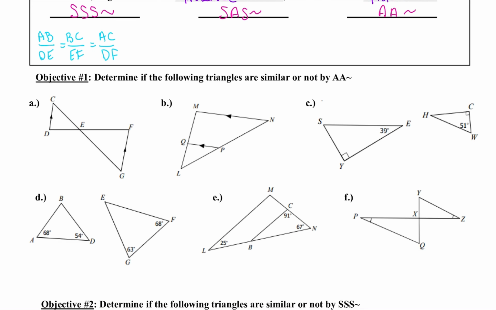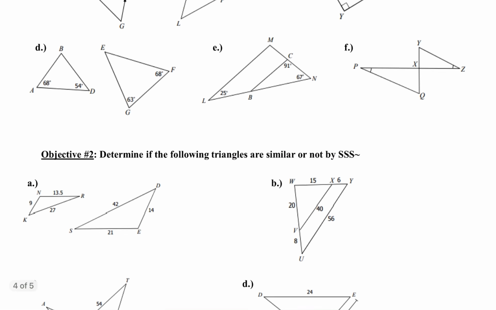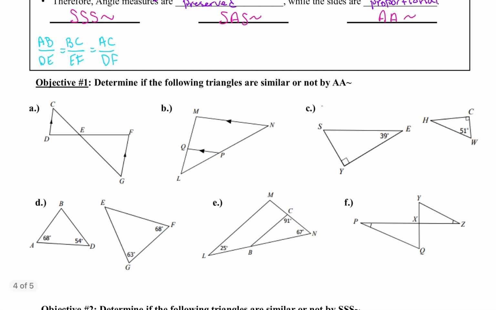All right, determine if the following triangles are similar or not by angle, angle. So all we're doing with this first set is we're checking if angle, angle determines if they are similar to each other. So what I'm going to do is try and see what I can figure out here. I can see that here I've got two parallel lines.